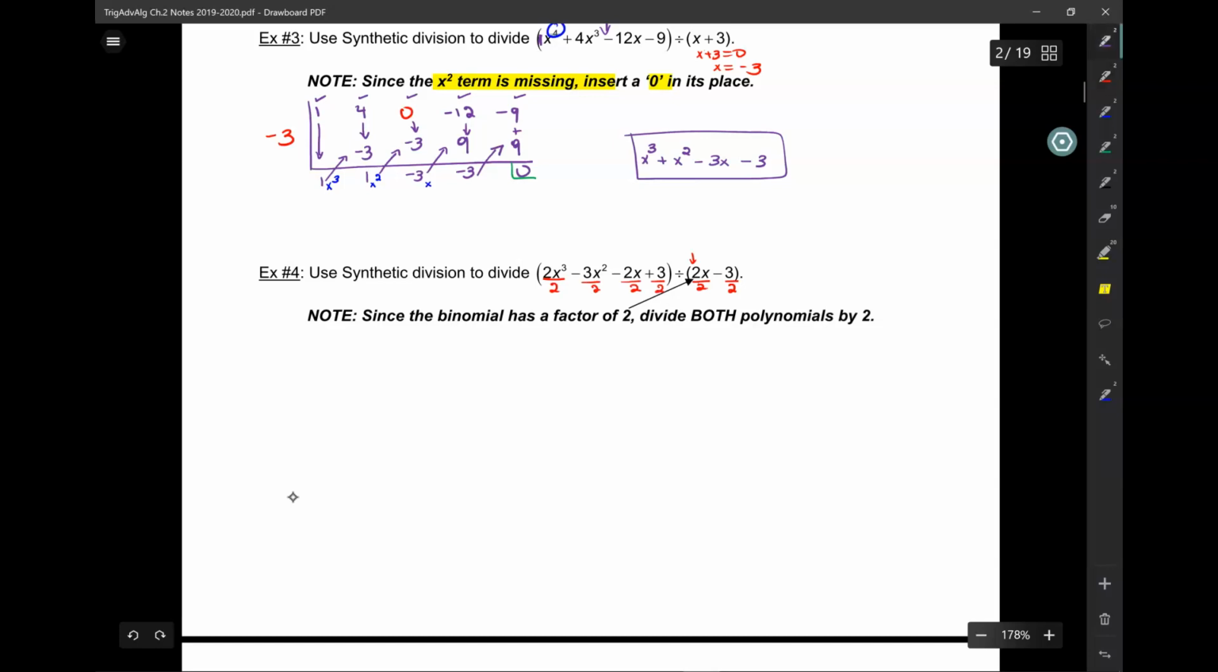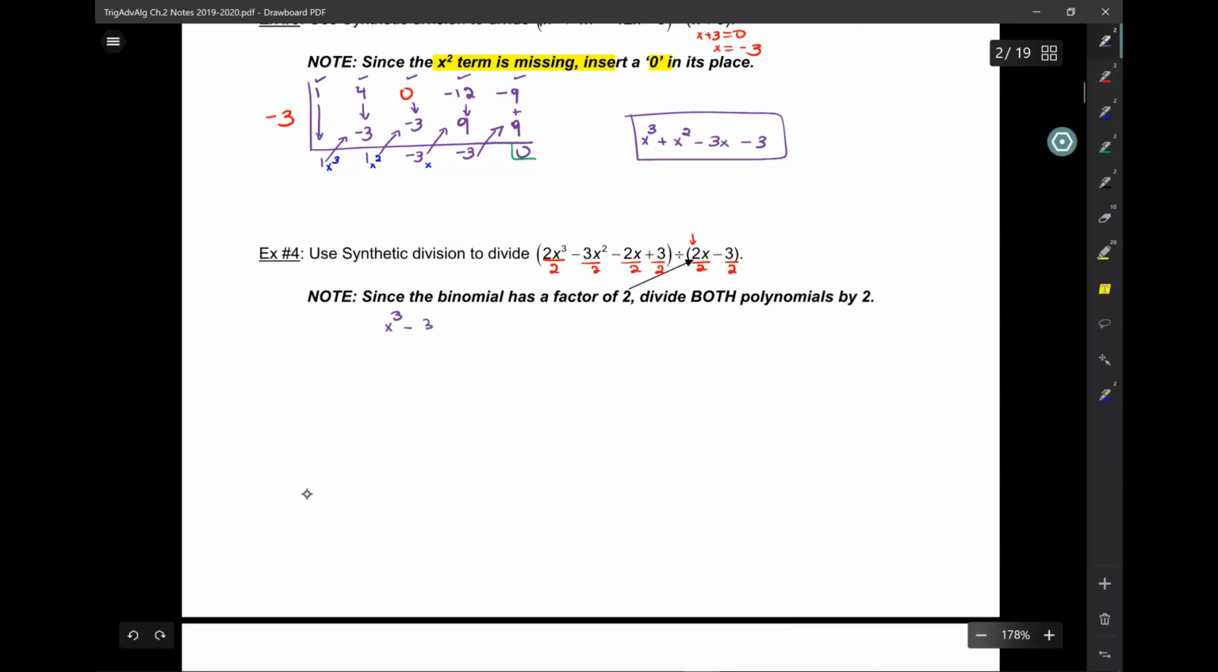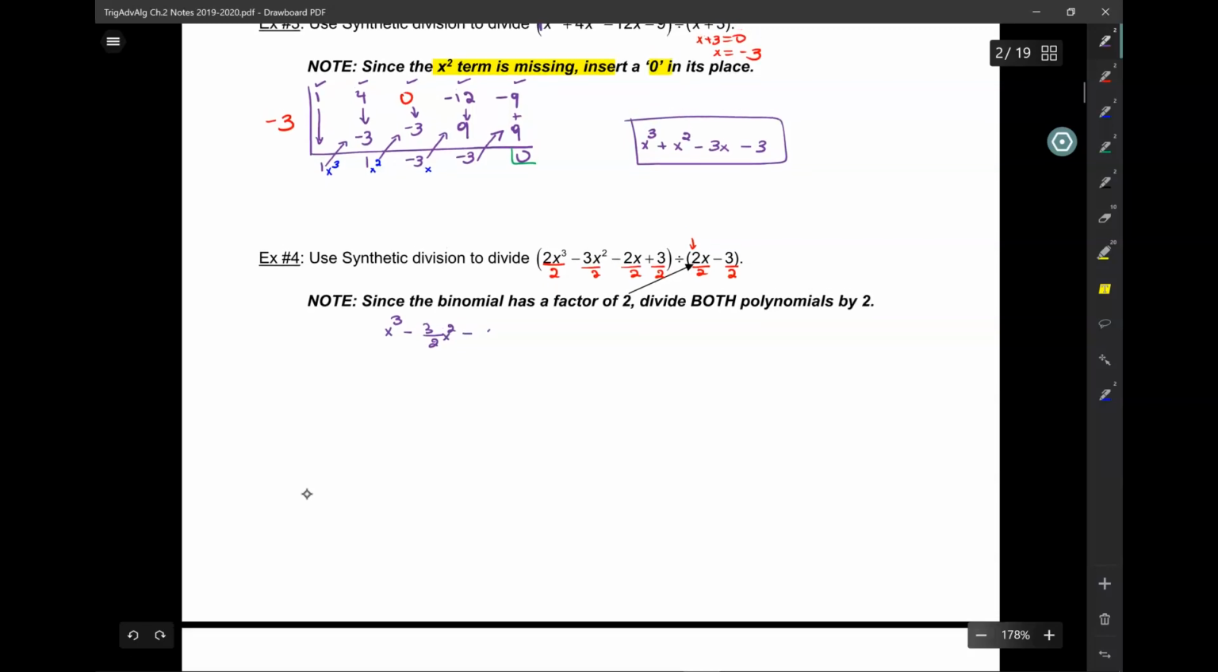Okay, so now let's write out the divided form here. 2x cubed over 2 is x cubed. Minus 3 over 2, let's just leave it as 3 over 2, x squared, minus 2 over 2x is 1x, plus 3 over 2, divided by x minus 3 over 2.